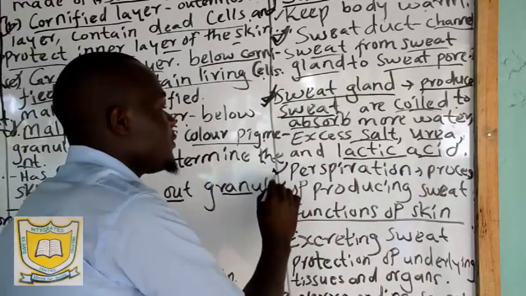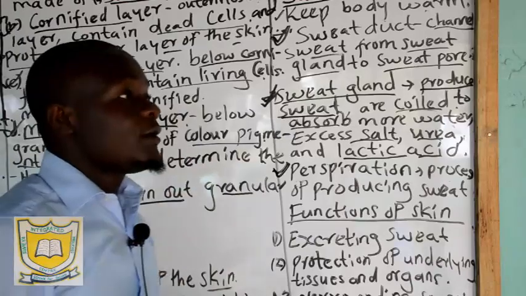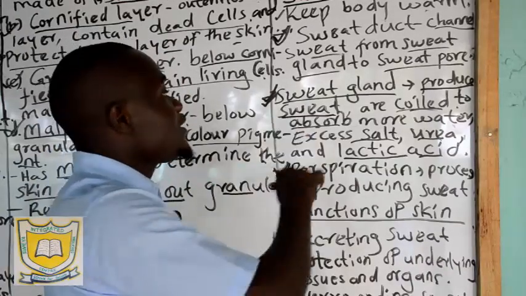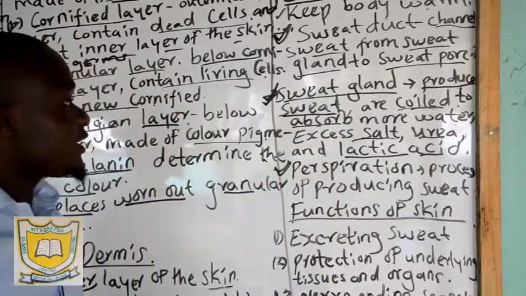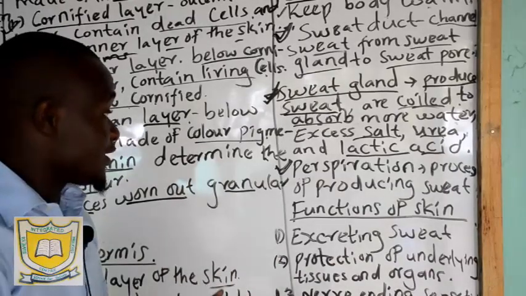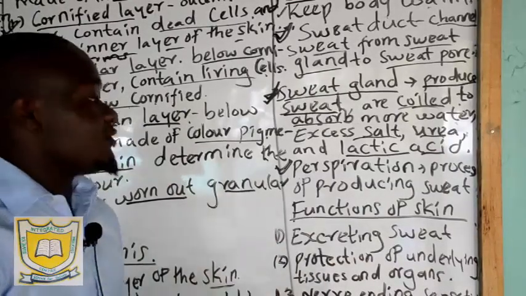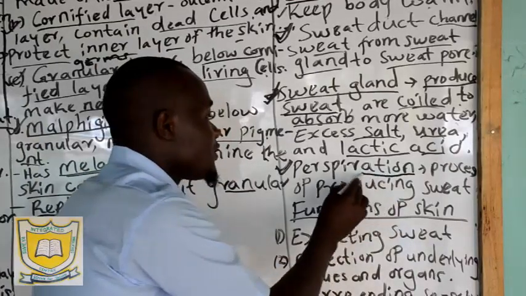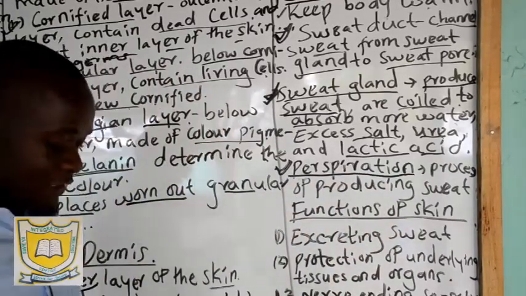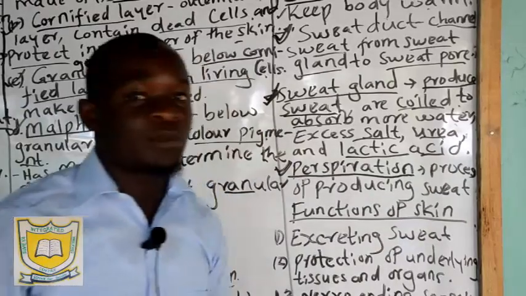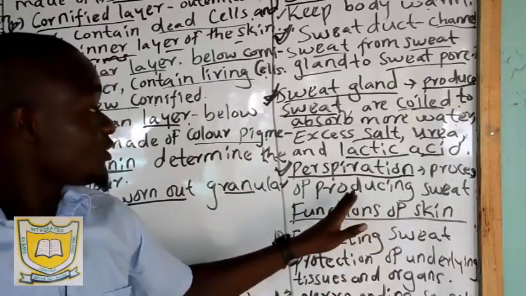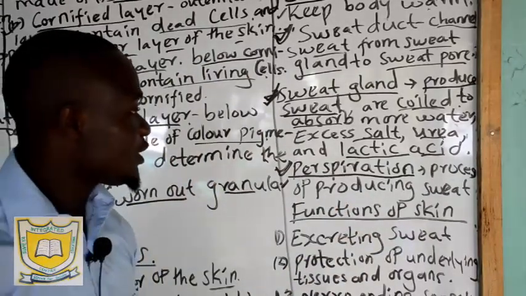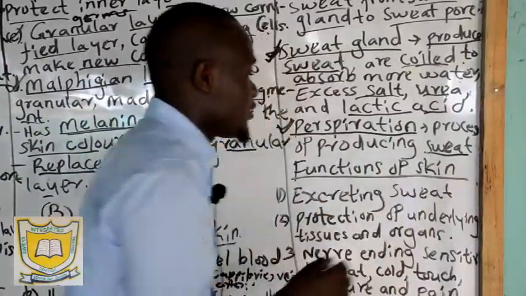Now if somebody asks you what is the process by which this sweat is removed, because everything when you talk about it is a process, what's the name given to sweating? The process that involves sweating is what we call perspiration. Perspiration is the process of producing sweat.